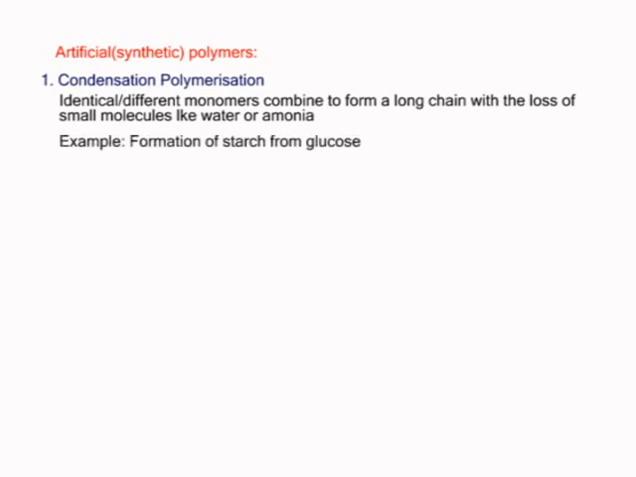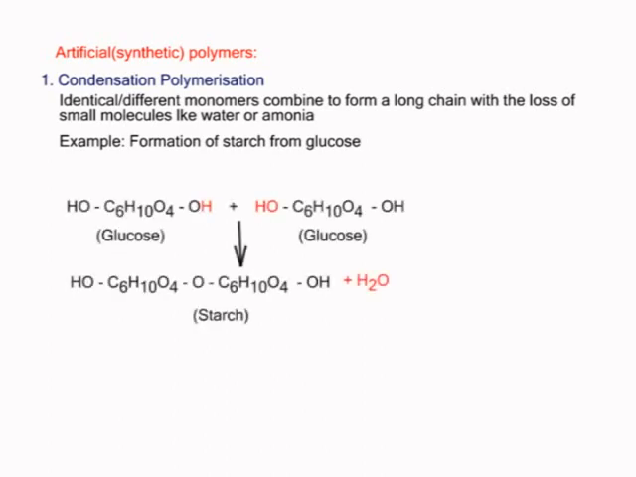An example of a naturally occurring polymer formed in this way is starch from glucose monomers. And this is shown here. A water molecule is usually lost.